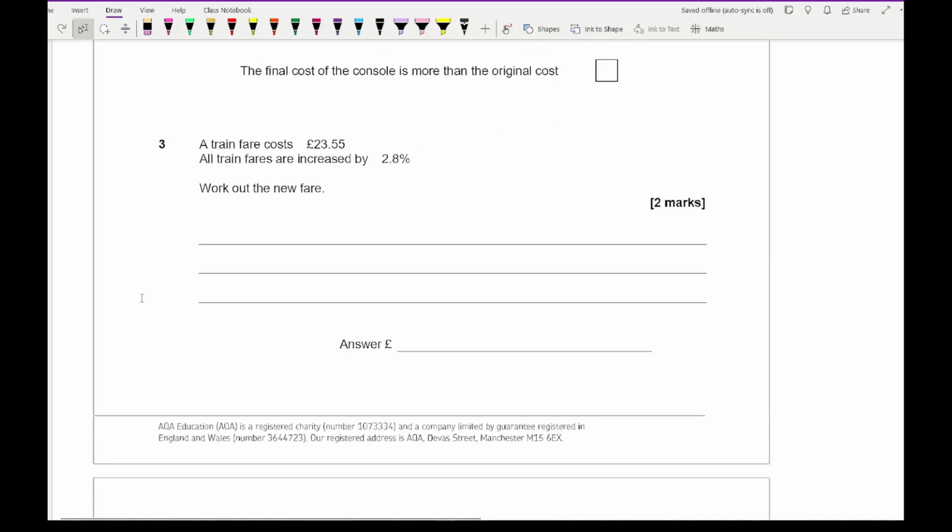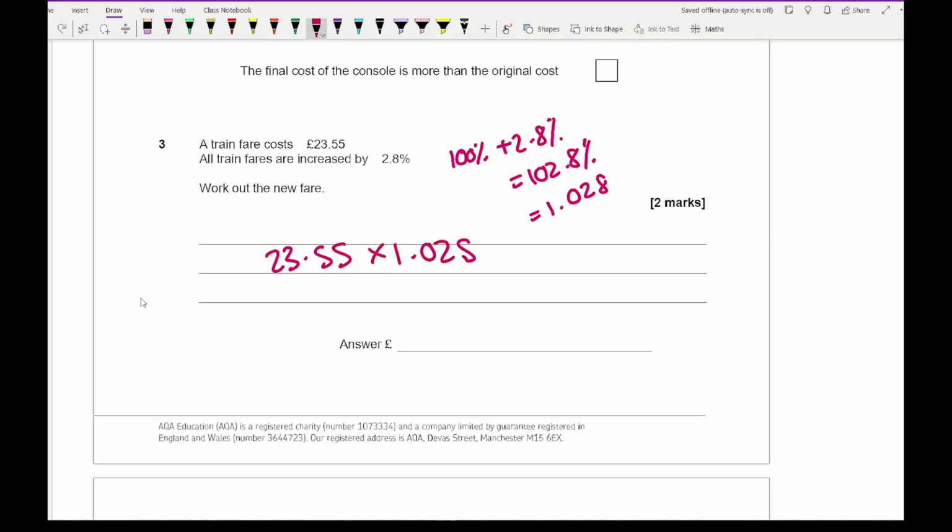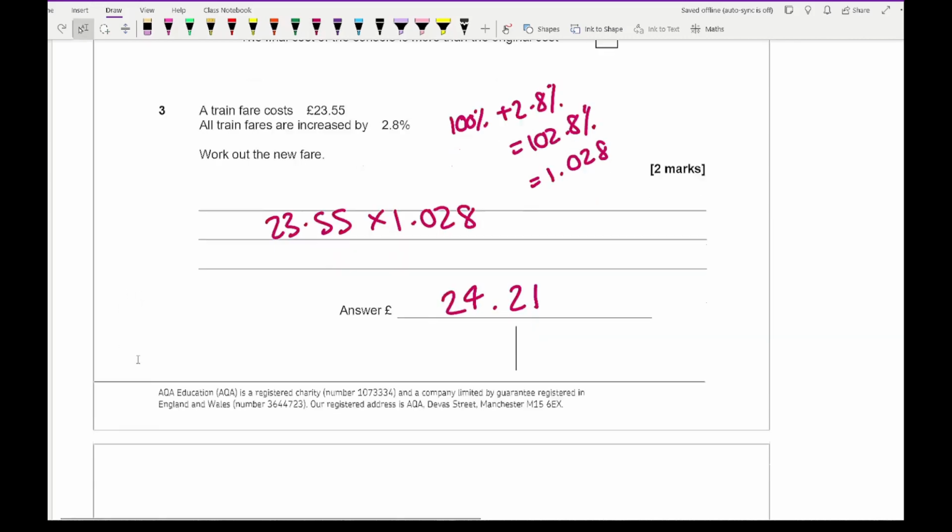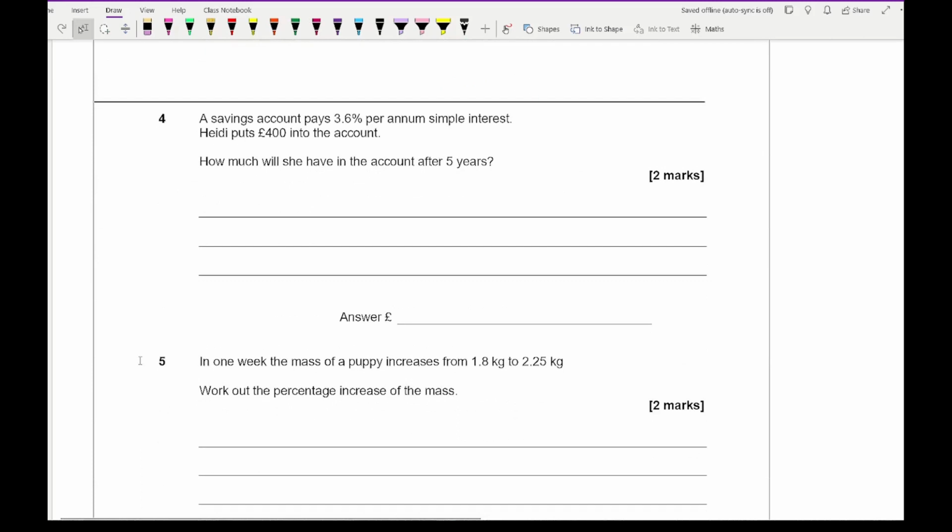All train fares are increased by 2.8%. Work out the new fare. So again we start with 100%, we're adding 2.8%, which gives us 102.8%, and that as a decimal is 1.028. So what I'm going to do here is do 23.55 multiplied by 1.028, and again on the calculator what does that give me? Well, it gives me an answer of £24.21.